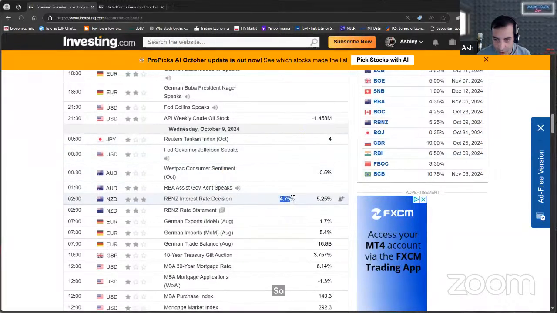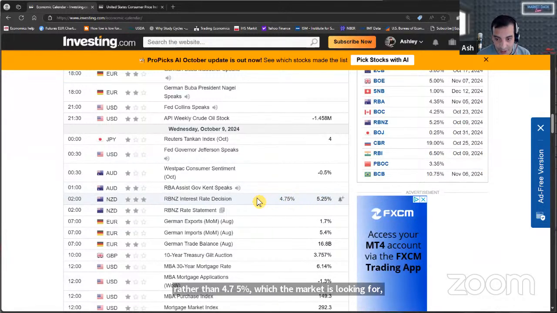If this comes in at 5, let's say they only lower interest rates by 0.25%, so rather than 4.75%, which the market is looking for, they lower it by 0.25% and it comes in at 5, that is going to be Kiwi bullish potentially. That means we can actually look at Kiwi dollar long even from Wednesday, and then look to see if that CPI data comes in weak to really give us a trend. So watch out for the Kiwi data on Wednesday. The Kiwi could be a really good one to trade this week, but we're going to need to trade it after this release and not before it, in my opinion, because of the volatility. But yeah, just a little tip.